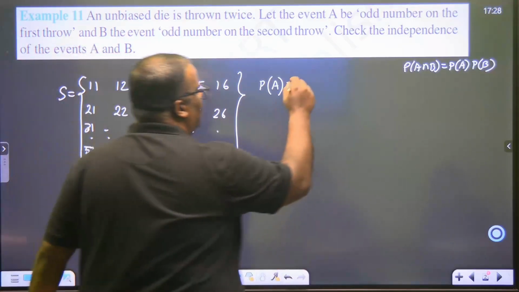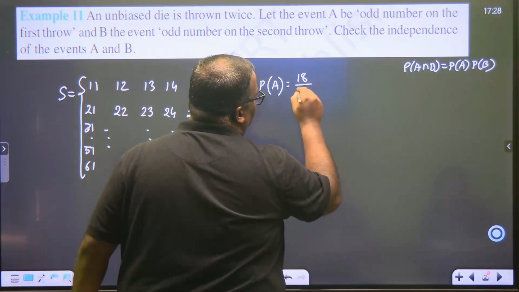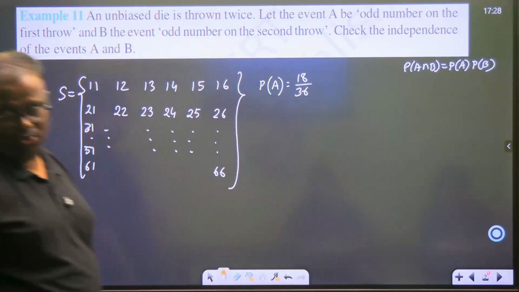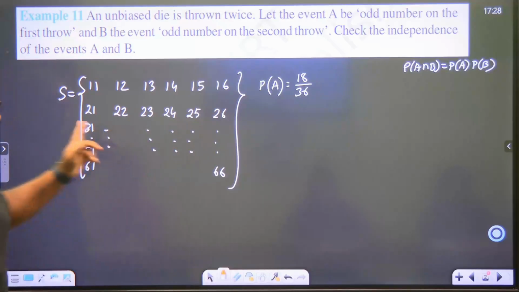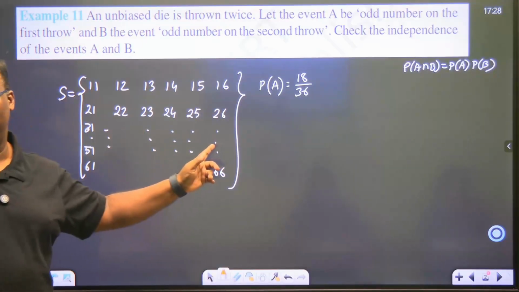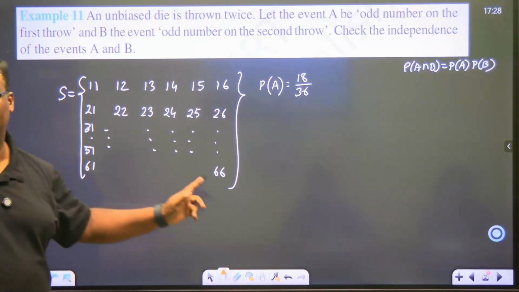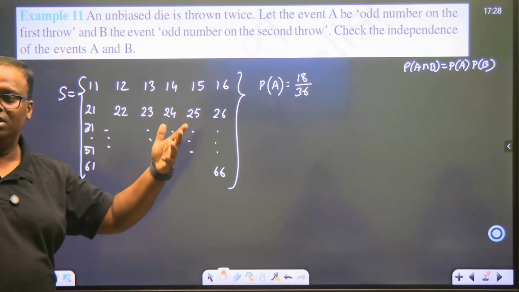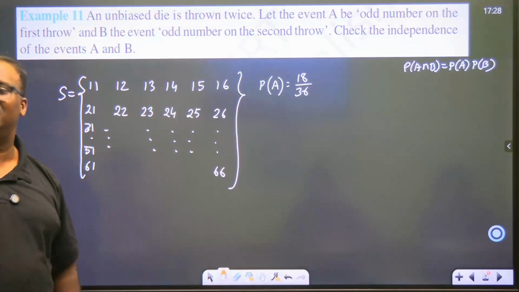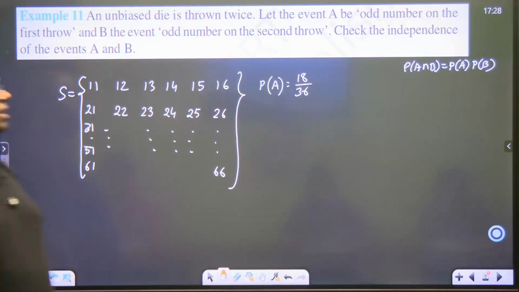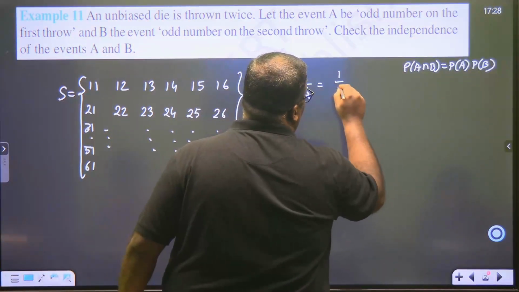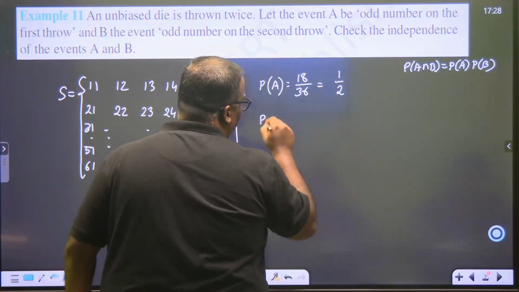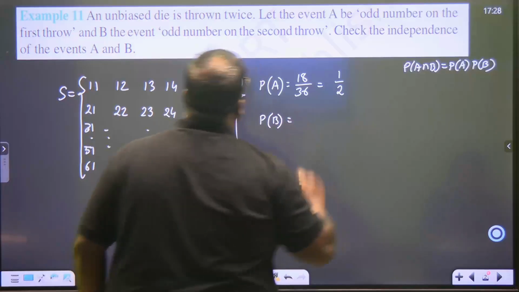Agreed? Yes. Odd number on the first row. This row is all odd number on first row. Similarly, third row will be odd number on first row. Fifth row will be odd number on first row. So out of 6 rows, 3 rows are qualifying. 3 6s are 18. So 18 favorable by 36. So P of A is how much, beta? Half. Now we need to find out what is probability of B.